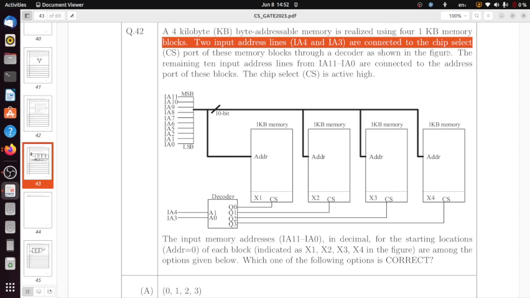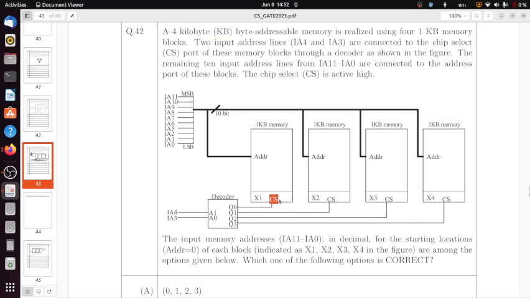As we know, these 2 input address lines, input address line 4 and input address line 3, are connected to the chip select port. Where is this chip select port? For every block there is a chip select, CS, port, and to select one out of these 4 memory blocks, there is a chip select line.